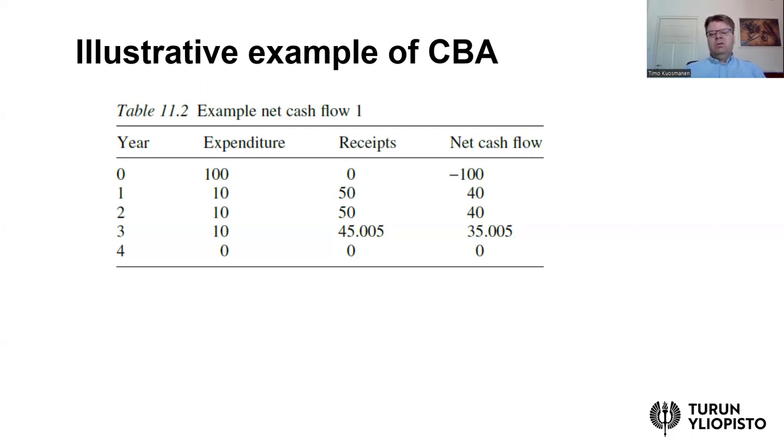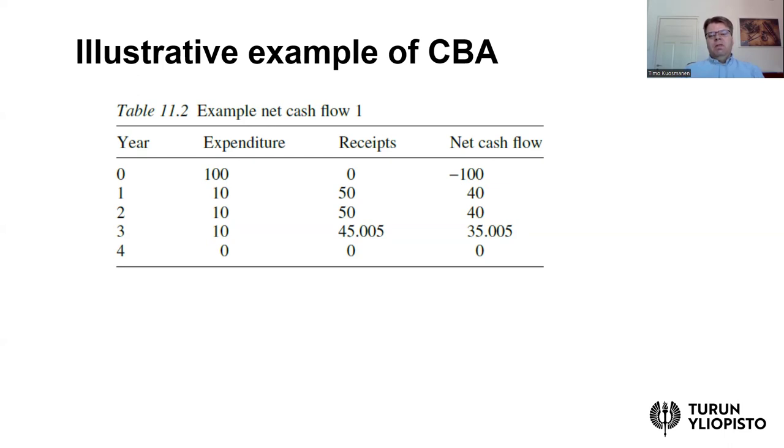In the second year, it is also 40 euros positive. And in the third year, it is 35 euros positive. And then the question is, when we add up these net cash flows over the entire time horizon, well, we can easily see that it becomes positive, because 40 plus 40 plus 35 is greater than 100. So at least with this kind of discount rate, it is positive.